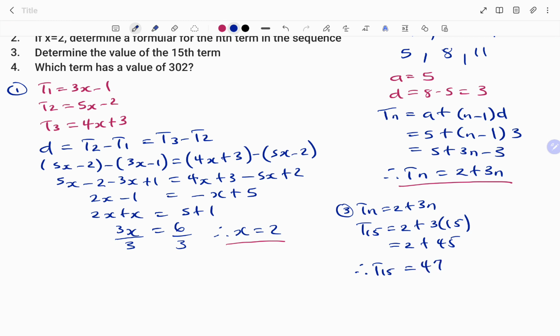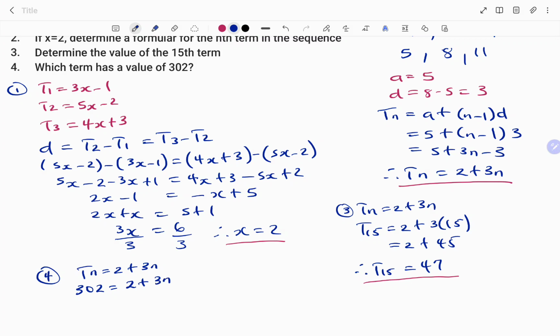For our last question, it says, which term has a value of 302? Using the same formula from the previous question, we have Tn equals 2 plus 3n. Now our term is 302. We are looking for which term is going to give us 302. Substituting into the equation, we have 302 equals 2 plus 3n.